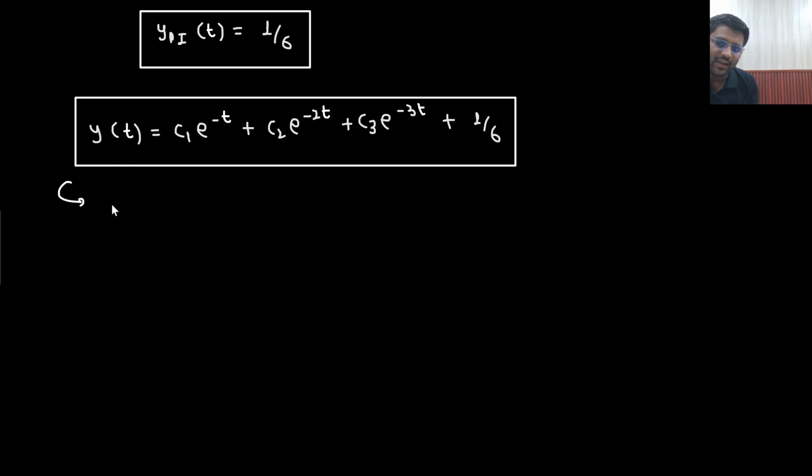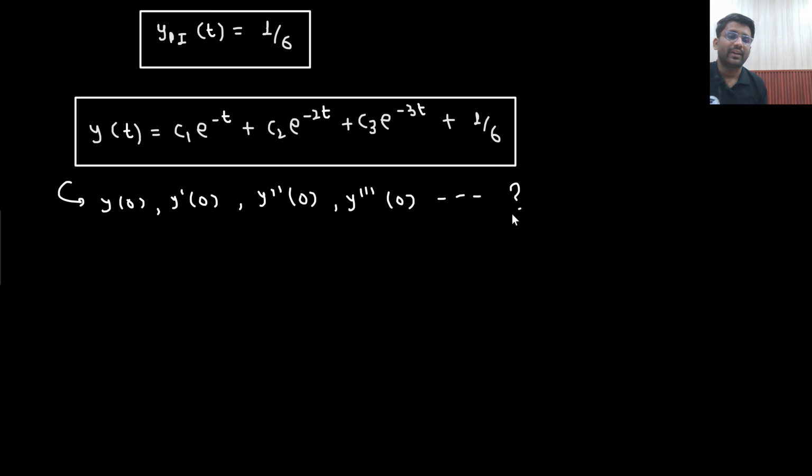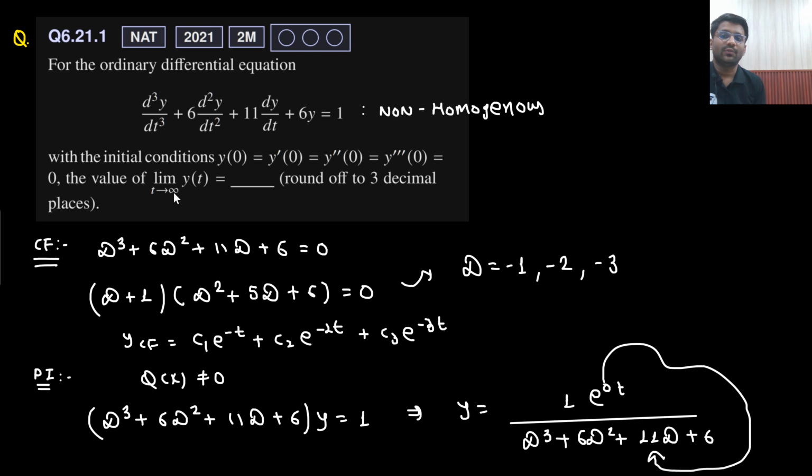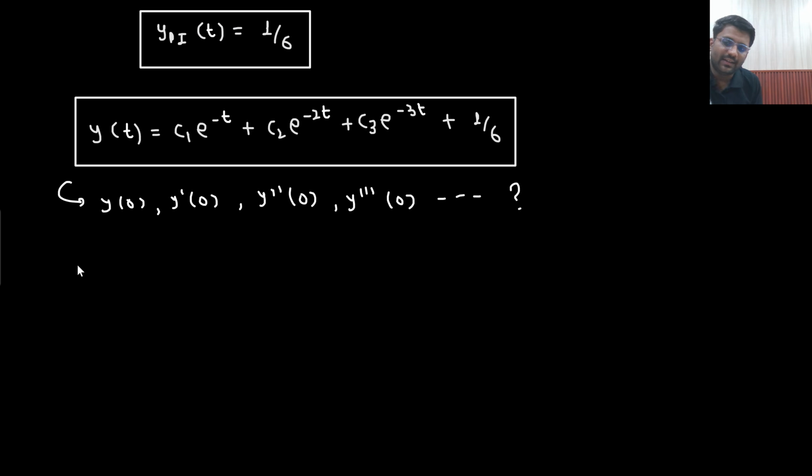So basically, from here onwards, people will start thinking that, sir, I need to find out the value of y of 0, y dash 0, y double dash 0, y triple dash 0 as well. These things I need to find out. But is it actually required? Because what they are asking, they are simply asking limit t tending to infinity y of t. This is what they are asking.